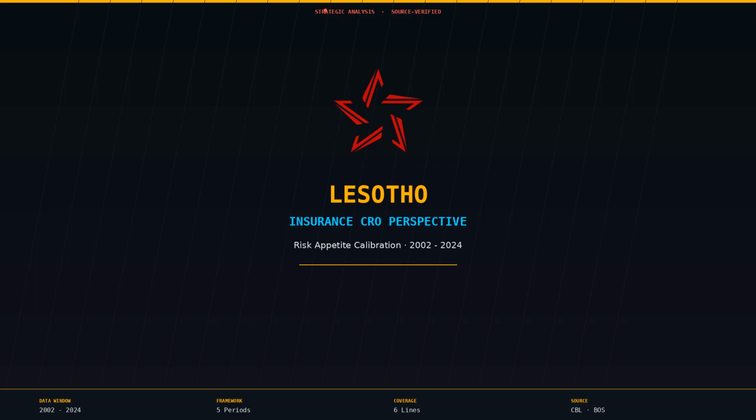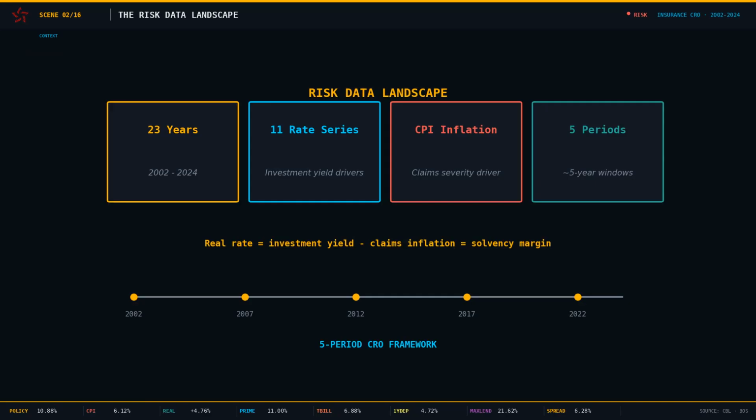5 periods. 5 sets of decisions. How should a chief risk officer have calibrated the risk appetite for life, property, health, motor, and agriculture coverage in each window? 23 years of monthly data from the Central Bank of Lesotho and the Bureau of Statistics. 11 interest rate series. CPI inflation. All numeric, all verified at source.